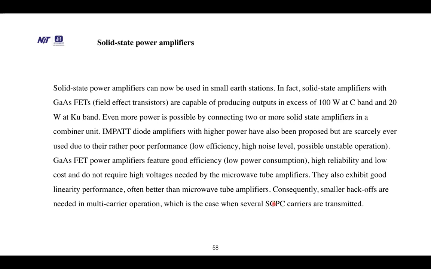Solid state power amplifiers. Solid state power amplifiers are now being used in small earth stations. In fact, solid state amplifiers with gallium arsenide FETs are capable of producing output in excess of 100 watts at C band and 20 watts at Ku band. Even more is possible. Impact diode amplifiers with high power have also been proposed, and a lot of research is going on in this field. They also exhibit good linearity performance, often better than microwave tubes, and they are portable and easy to handle.